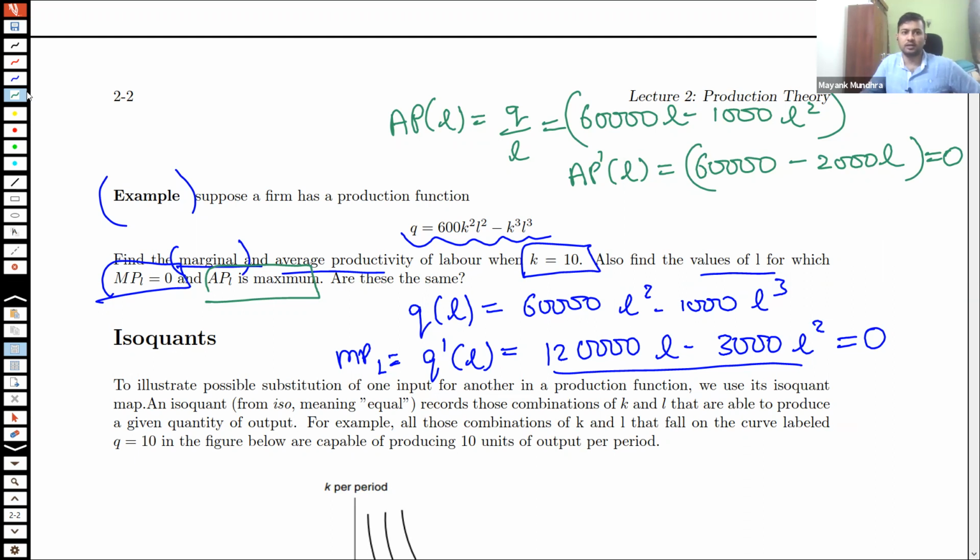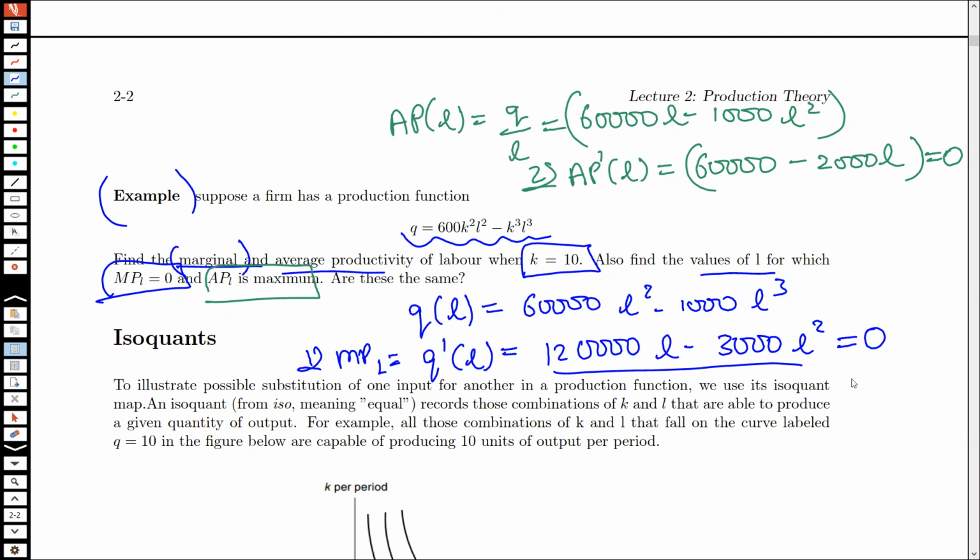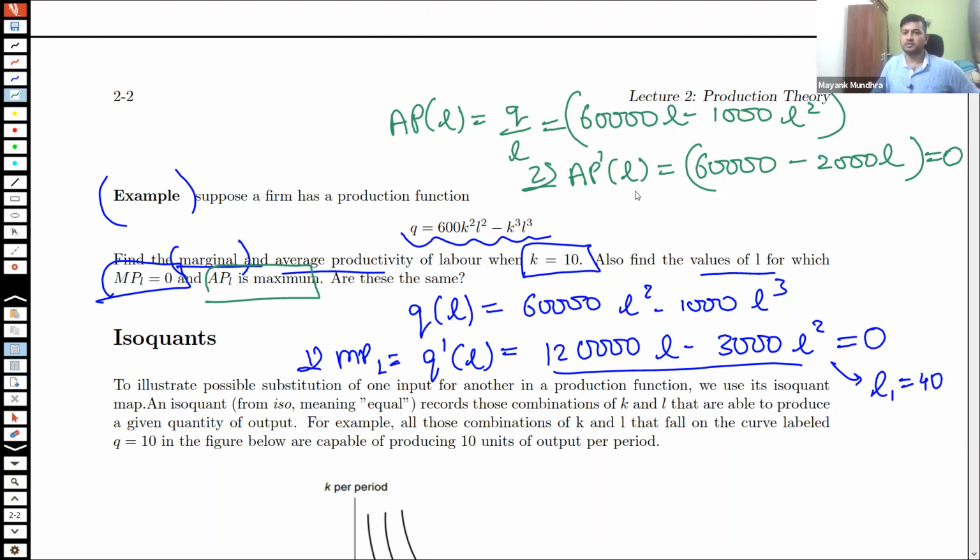So, Vinay, question number one. What L makes this thing zero? And you, Akshi, you have to answer the second part. What L? 40. Very good. L1 equals 40. Okay. You, Akshi, you have to answer this part. What L makes this thing zero? You, Akshi, are you with us? Sir, 30. Very good. So L2 equals 30.